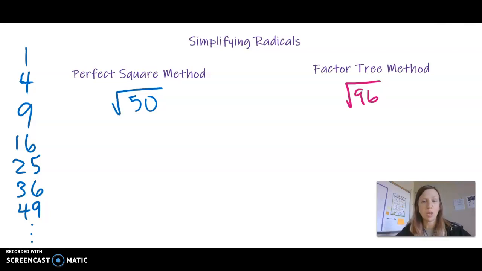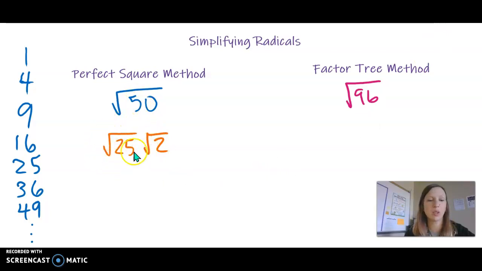So we need to find out, when we're given a square root, which of these perfect squares can divide evenly into that radical. In this case, we have the square root of 50. So looking at this list over here on the left-hand side, which of those values divides into 50? Is a factor of 50. And in this case, 25 really stands out because 25 times 2 is 50. So let's write it as the product of two radicals, square root of 25 times square root of 2. Because 25 times 2 is 50.